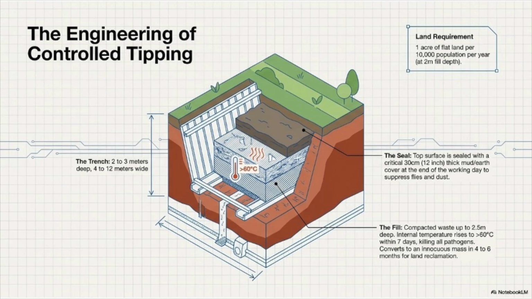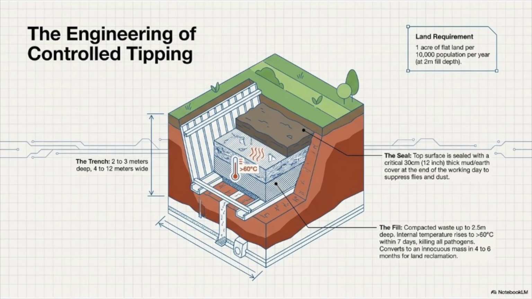This daily seal is absolutely critical because it suppresses flies from breeding, prevents dust from spreading, and stops odors and vectors from escaping into the surrounding environment. In terms of planning and land use, municipalities need to account for a land requirement of about 1 acre of flat land for every 10,000 people, calculated per year, assuming a fill depth of 2 meters.